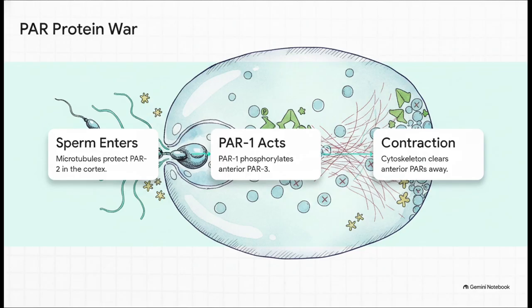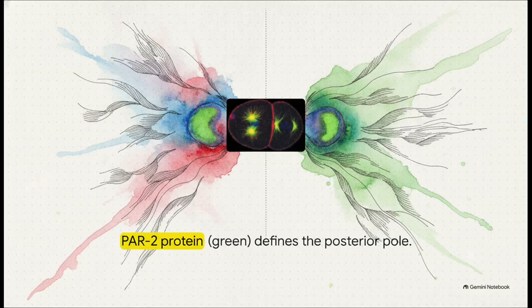Once PAR1 gets in, it goes straight on the offensive. It chemically tags, or phosphorylates, the anterior PAR3 protein. And that tag causes the cell's actin-myosin cytoskeleton to physically contract, literally sweeping those anterior PAR proteins away toward the completely opposite side of the cell. So the exact spot where the sperm entered is now fully conquered by the posterior proteins, permanently defining the tail end of the embryo. And we can actually see this turf war frozen in time.